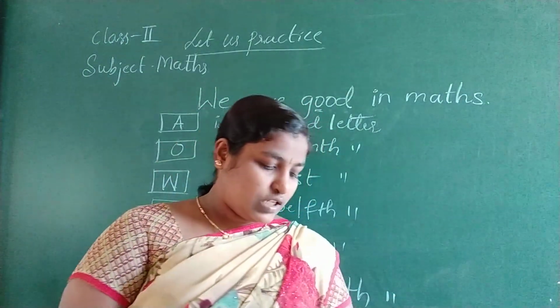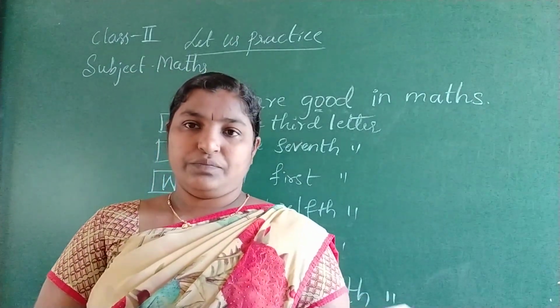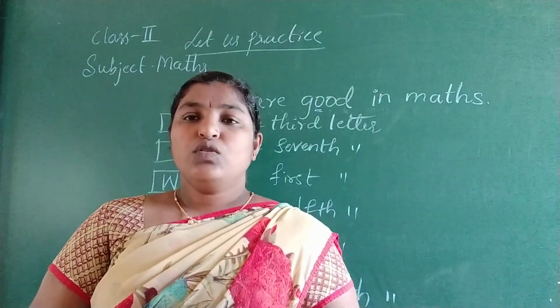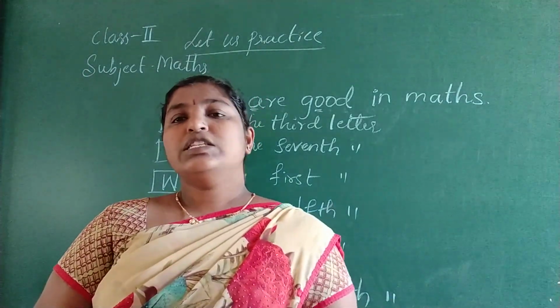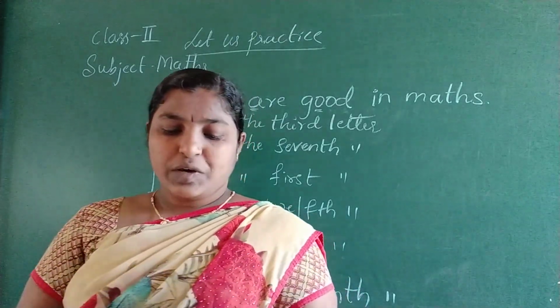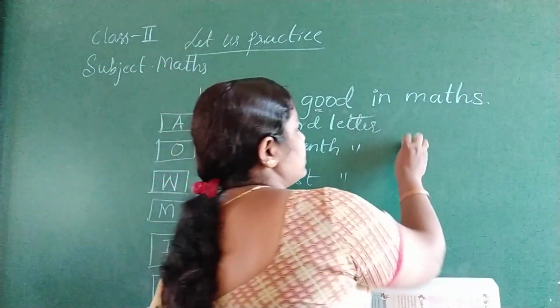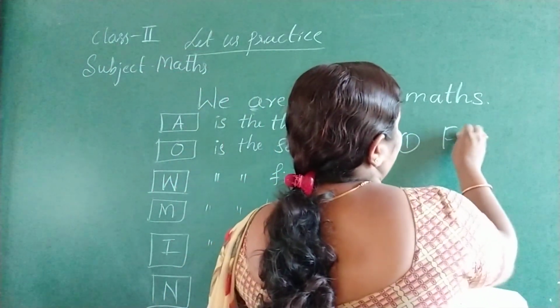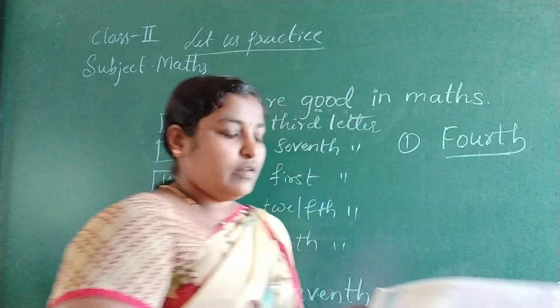Okay, mental maths. Which birthday comes after your 3rd birthday? So, if you celebrate your 3rd birthday this year, next year which birthday will come? 4th birthday. So, the first one is 4th, F-O-U-R-T-H, 4th birthday.